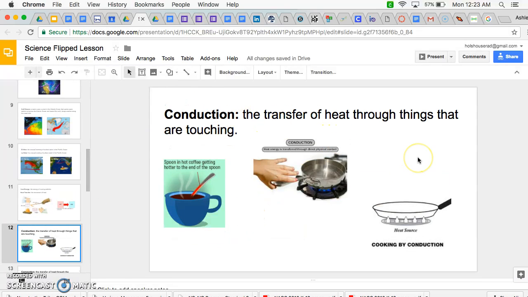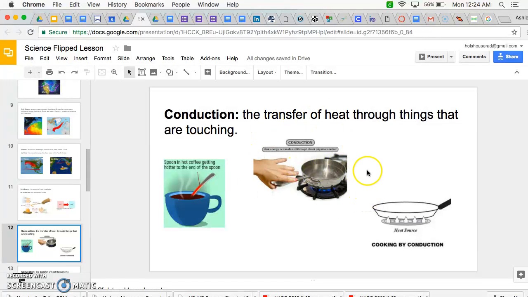Conduction is the transfer of heat through things that are touching, that direct contact. In this example, the spoon is in hot coffee. It's getting hotter to the end of the spoon because it is touching the hot coffee. The metal spoon is conducting heat, transferring it from the hot coffee to the spoon. If you were to touch that spoon or the sides of the coffee mug, you would feel that heat because it is then being transferred to your hand.